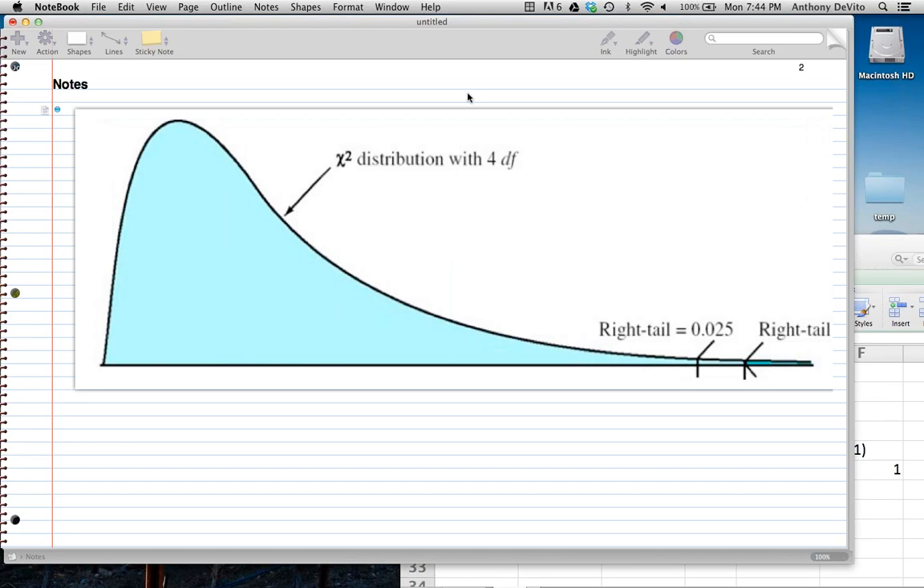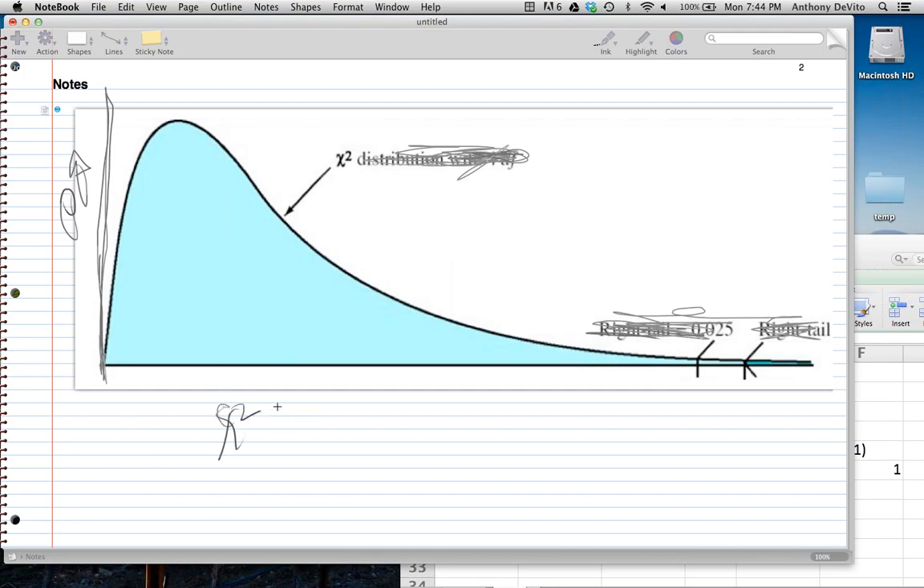Okay, here's our chi-square distribution. It always has roughly this shape, just like a normal distribution normally has that bell-shaped curve. What this shape represents is the probability, right? This is the probability of a certain outcome, and that outcome is our chi-square value.